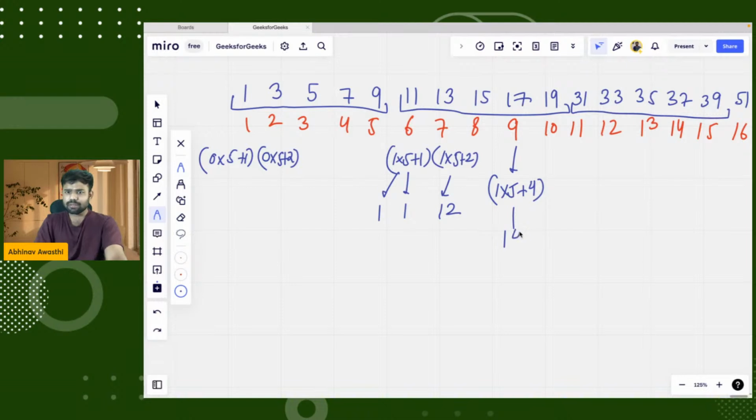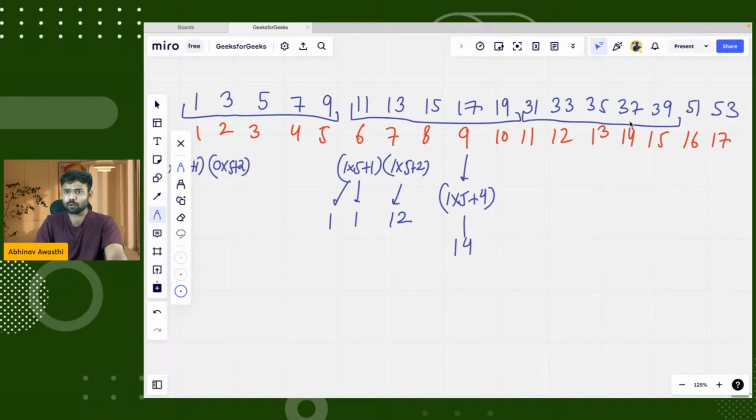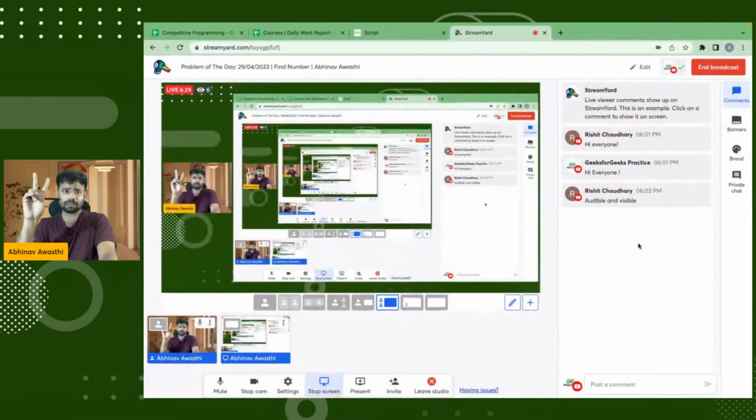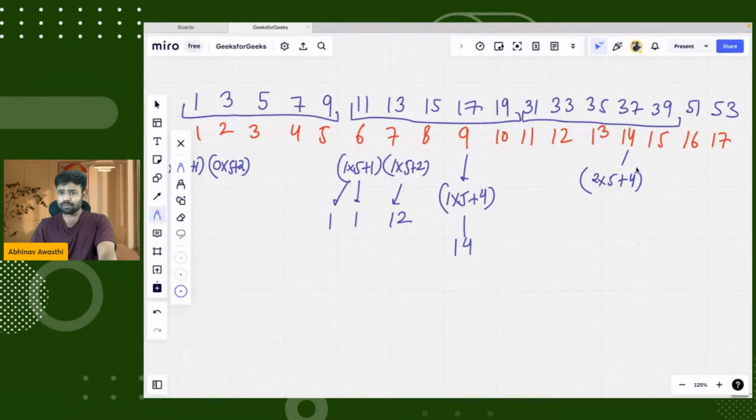If the number given to us is, let's say, 14, how can I find the number corresponding to it? I will simply say it is nothing but 2 into 5 plus 4. And can anyone tell me which is the second odd number? And which is the fourth odd number? Can you tell me?